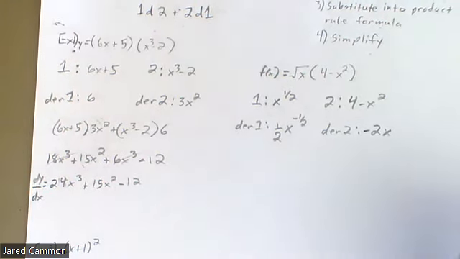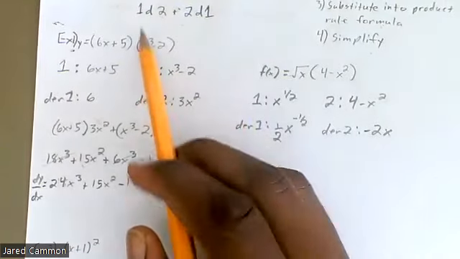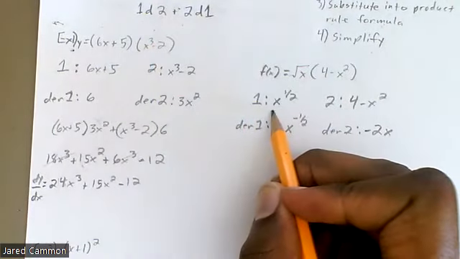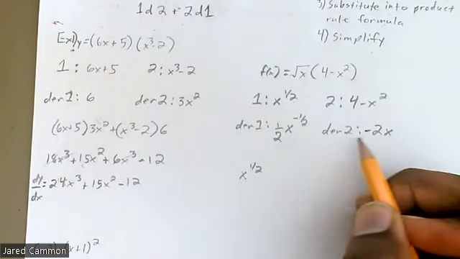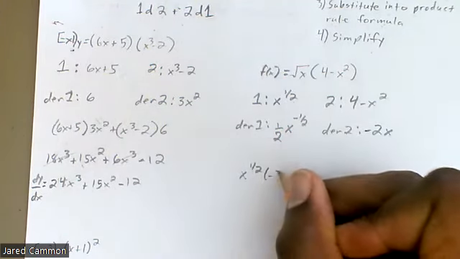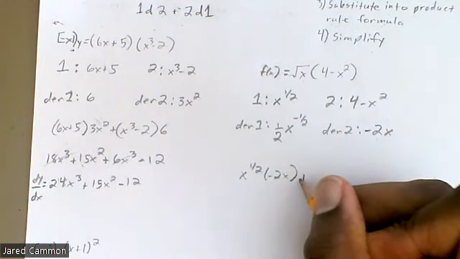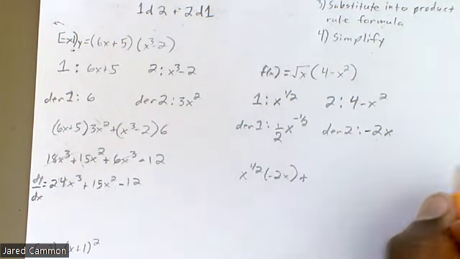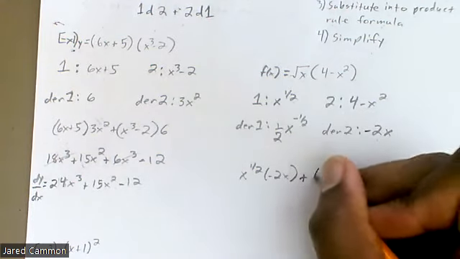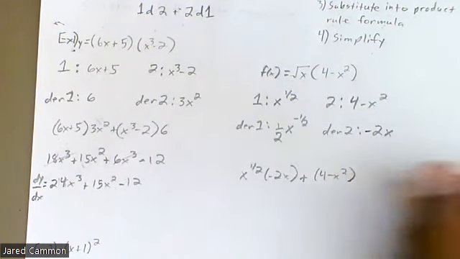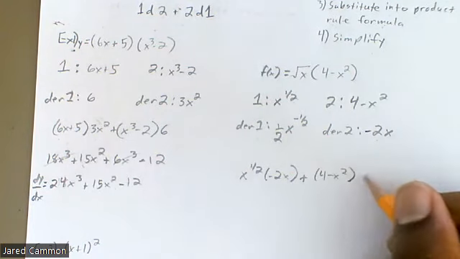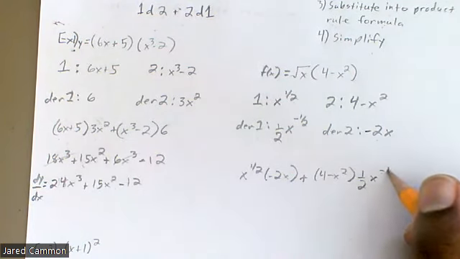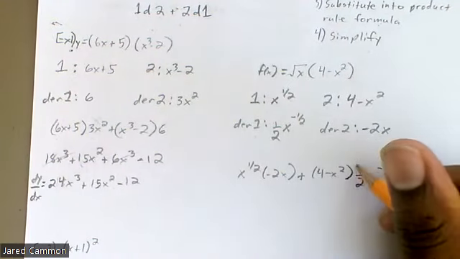Then we plug into the formula. So the formula says 1d2, all right? So first factor, x to the 1/2, times the derivative of the second factor. So that's times negative 2x. Then add 2d1, here's 2, 4 minus x squared, times d1. d1 is 1/2 x to the negative 1/2.